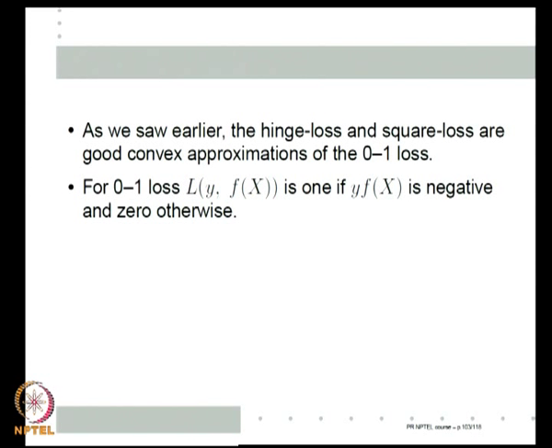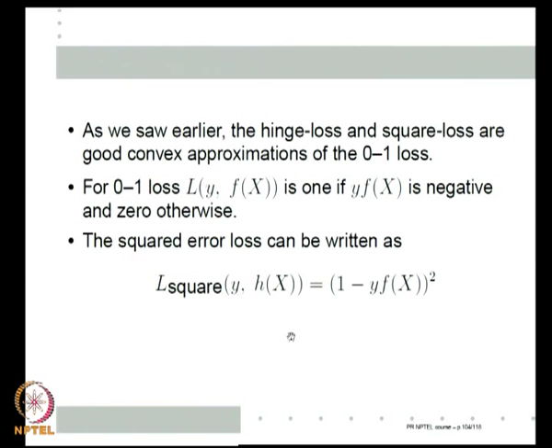So, let us just recall the 0,1 loss function. We are considering y as plus 1 or minus 1, and our classifier is sign of f(x), that is our model. So, the 0,1 loss function is: if y and f(x) have the same sign, then there is no loss, otherwise there is a loss. So, it is 1 if y f(x) is negative and 0 otherwise.